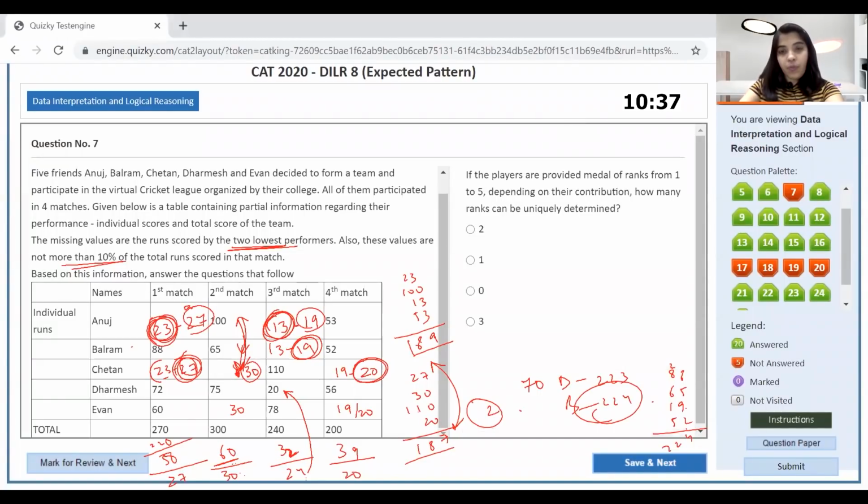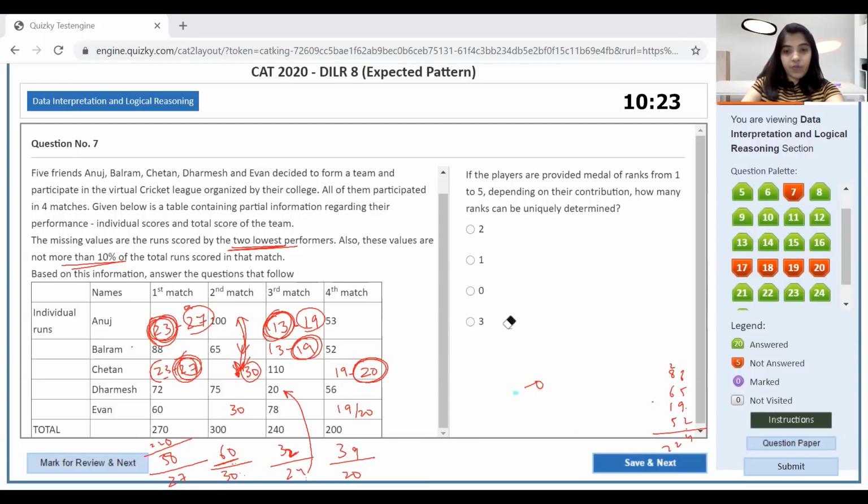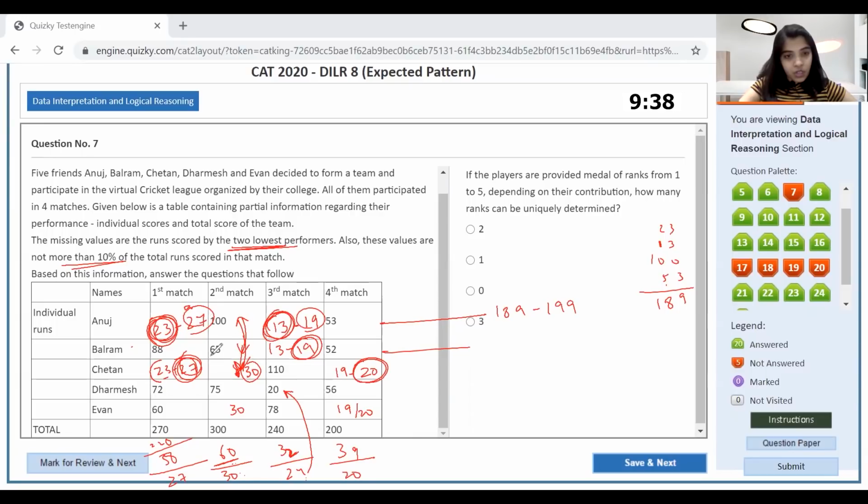The difference is 1 score. If the 5 players are provided medals of ranks from 1 to 5, depending on their contribution, how many ranks can be uniquely determined? Fine. Let's erase this part. So they're asking for medals of ranks depending on the contribution, how many ranks can be uniquely determined. So let's see what their ranges of scores are, right? Anuj is 23, 13. We'll get to understand the minimum and maximum ranges, right? That is when we can understand if that's absolute or not. So his range is 189 to, we add 4 and 6 here, 10, 199. That is Anuj's range. 88, 165, 223, I think it was 220.